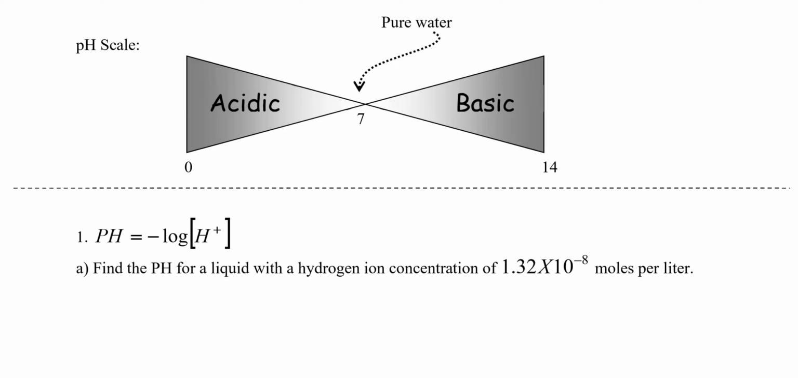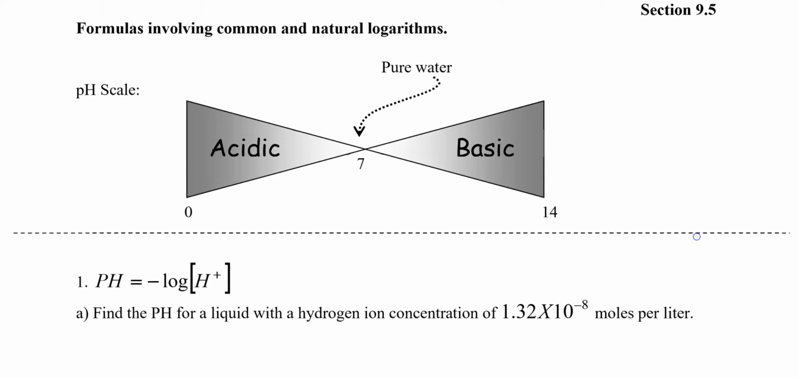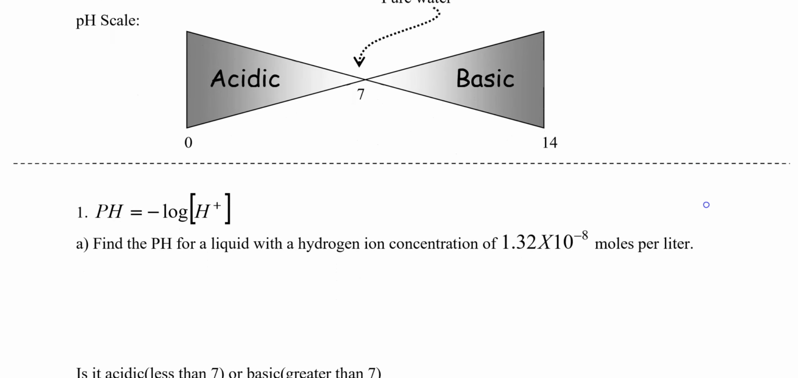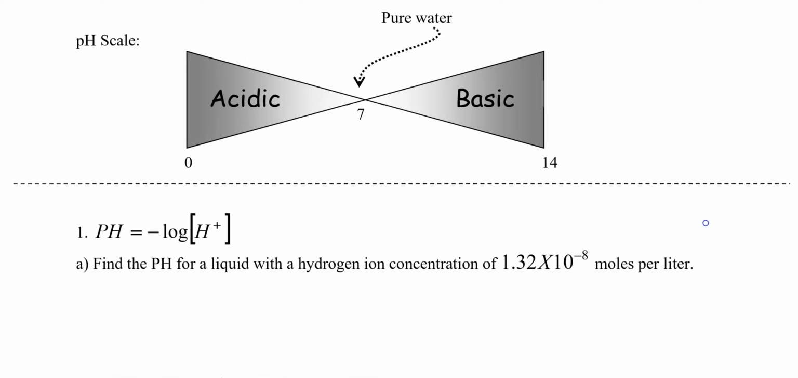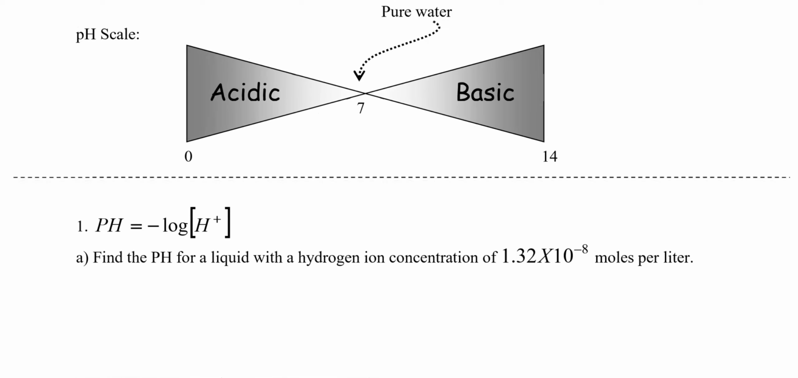Well, this video is for common and natural logarithms. We're going to be looking at some basic formulas here just as an introduction to these problems. So our first one is the pH scale. And what we're going to be doing is finding the pH based on the hydrogen ion concentration. So it's going to be given to us right here.